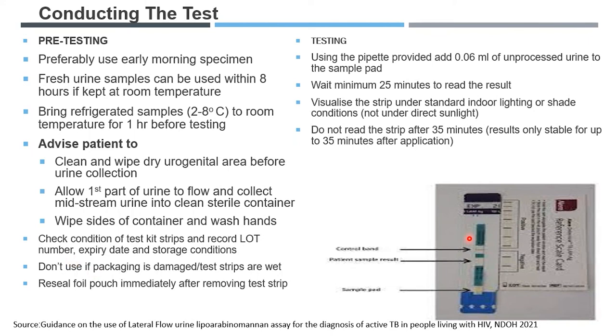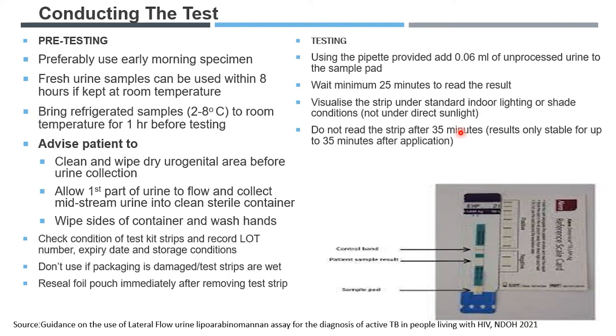Once we remove the test strip from the pouch, you would hold it from the right end, because the left end would have the lot number on that end. You would want to reseal the foil pouch immediately after you remove the test strip. So you use the pipette to add the 0.06 mL of unprocessed urine to the sample pad, and I'm not sure how clearly this shows, right? So this is where your patient results would come. The sample pad is here at the bottom. So you'd hold the pipette and keep it there till the urine, the 0.06 mL, has dropped onto that pad. And then you wait a minimum of 25 minutes.